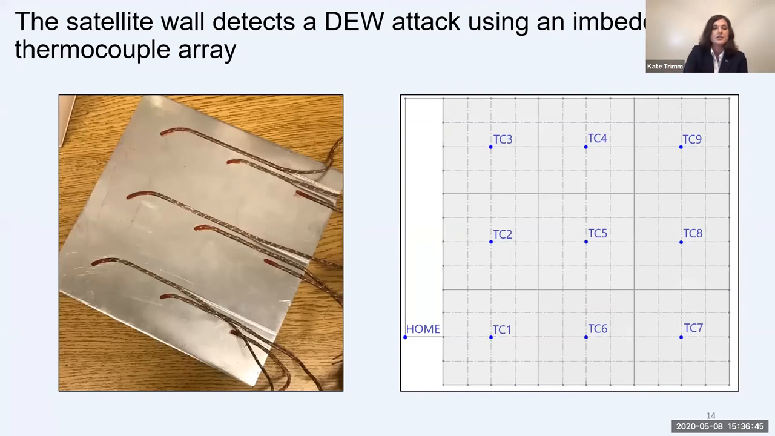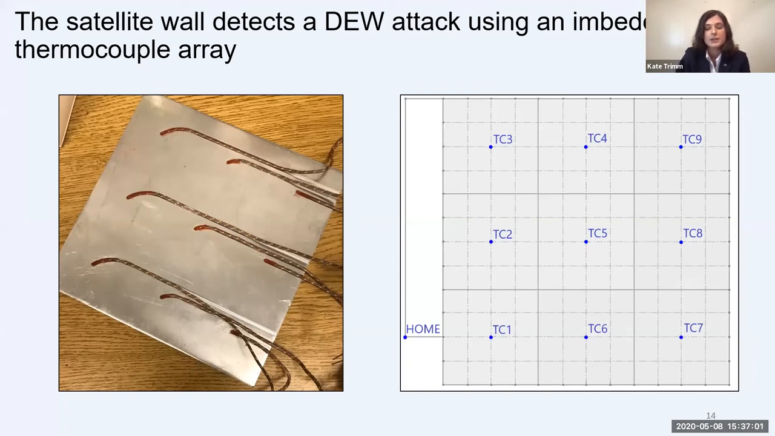So what you see here is our satellite wall with the thermocouples installed in it. The satellite wall is milled from 6061 aluminum. This is a standard aerospace aluminum. We chose a CubeSat form factor and we scaled it up to fit our needs. It's composed of two plates.